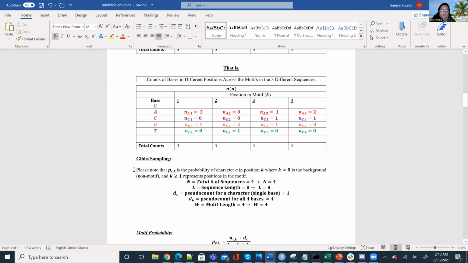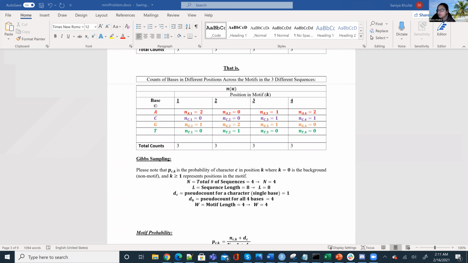So in Gibbs sampling, these are the key variables that we focus on. That P_C,K is the probability of character C in position K, where K equals 0 is the background non-motif, and K greater than 0 represents positions in the motif. So pretty much what we want in a probability weighted matrix is to find the probability of each of these positions taking place.